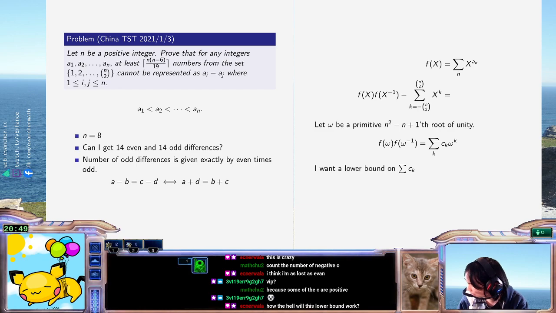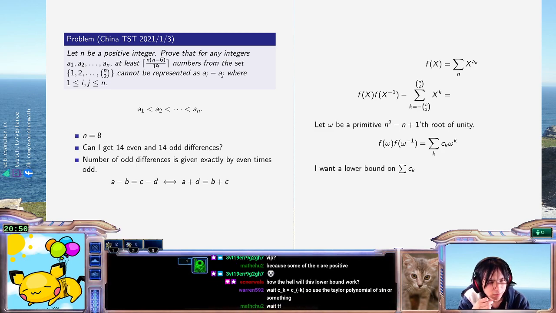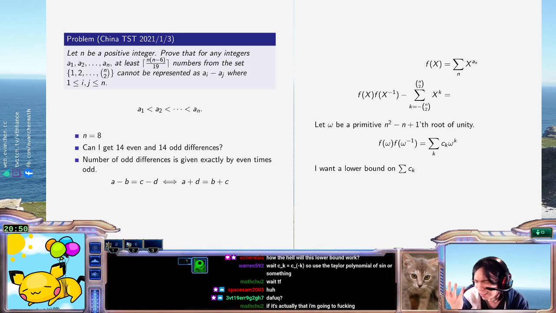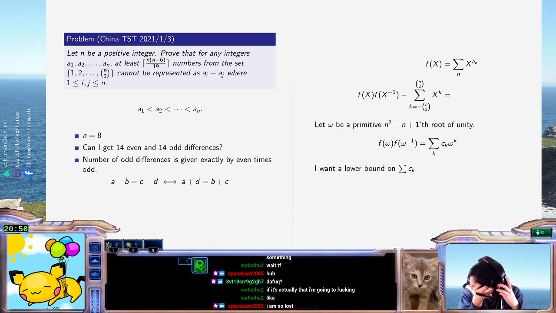Do I filter or something? I could sum over all the roots, but I want to bound the sum of the negative things. What do I know about this thing? I don't know anything about this. c_k equals c_(-k). Wait, no, what's this? How do you get information out of this?